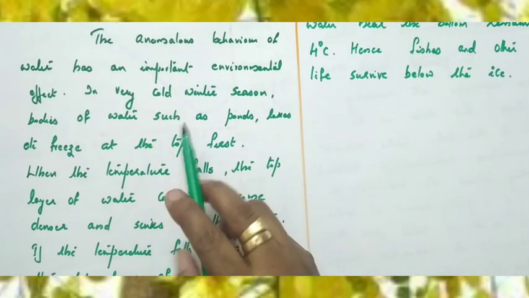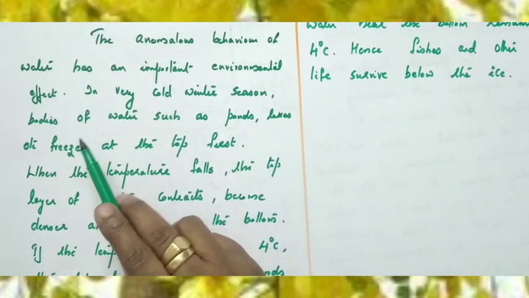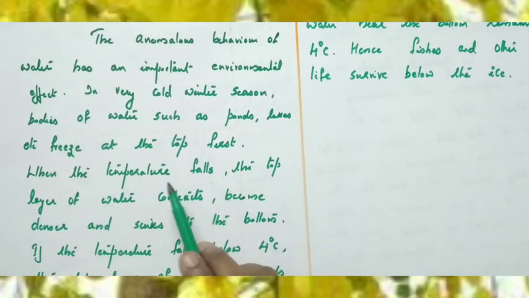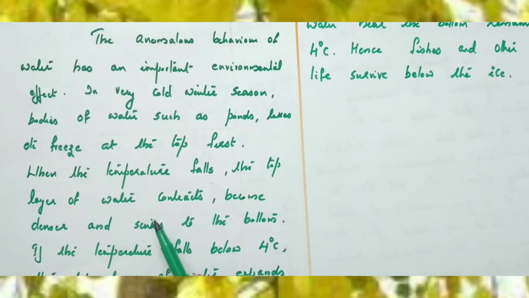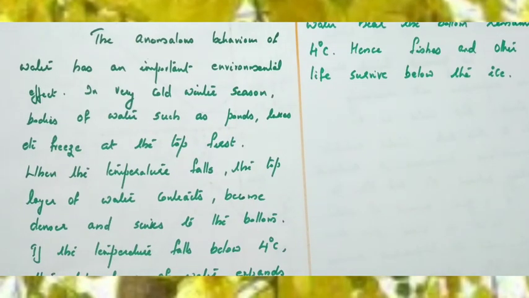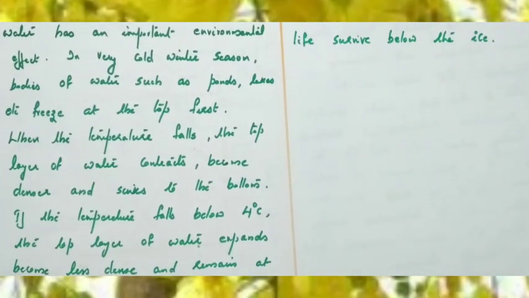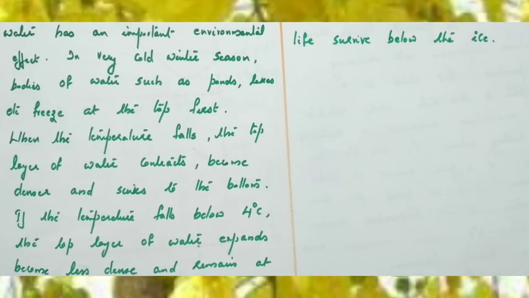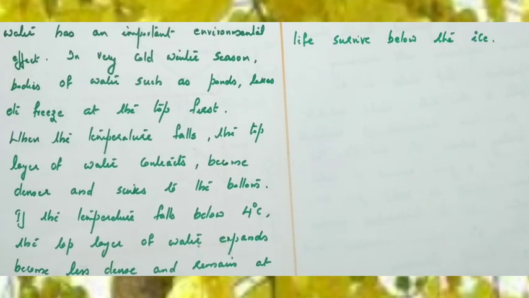In very cold winter season, bodies of water such as ponds, lakes, etc. freeze at the top first. When the temperature falls, the top layer of water contracts, becomes denser and sinks to the bottom. So when temperature decreases from 10 degrees Celsius downward, the top layer of water contracts. Volume decreases, it becomes denser and sinks to the bottom.